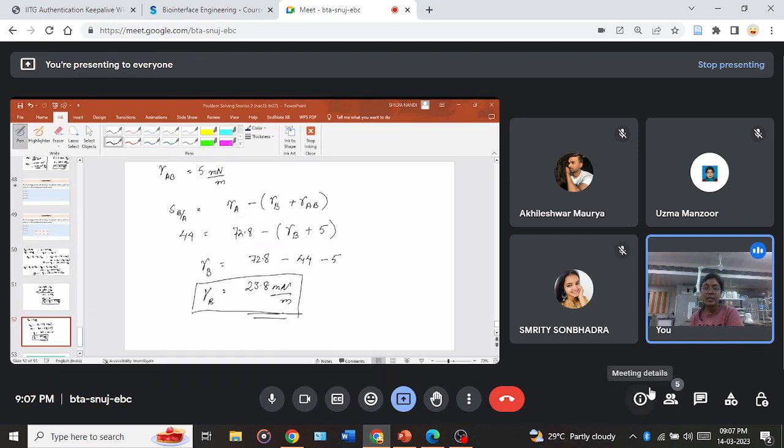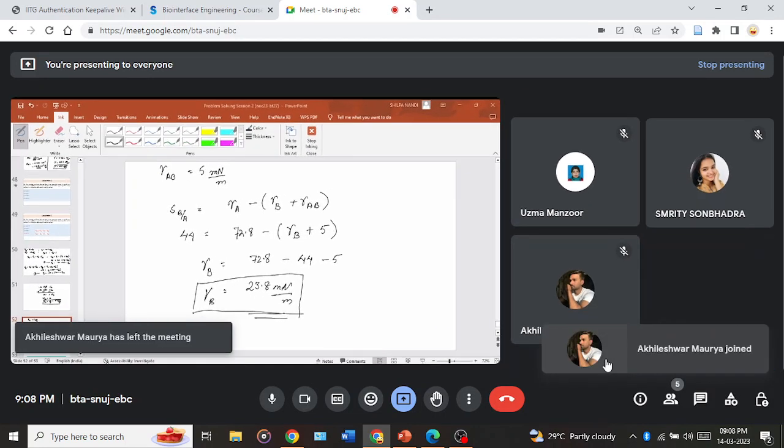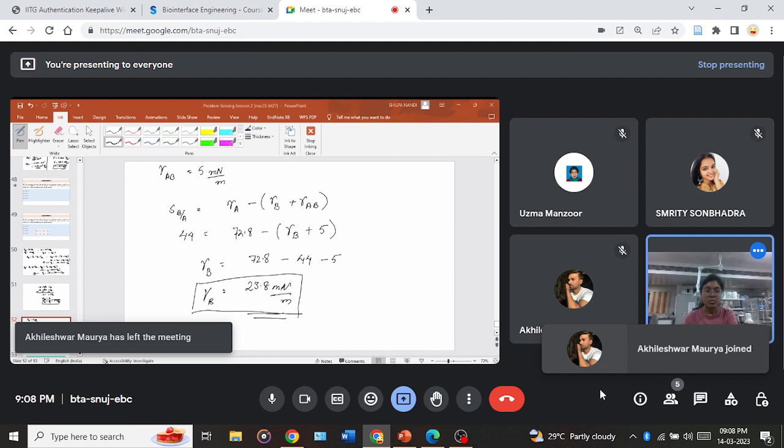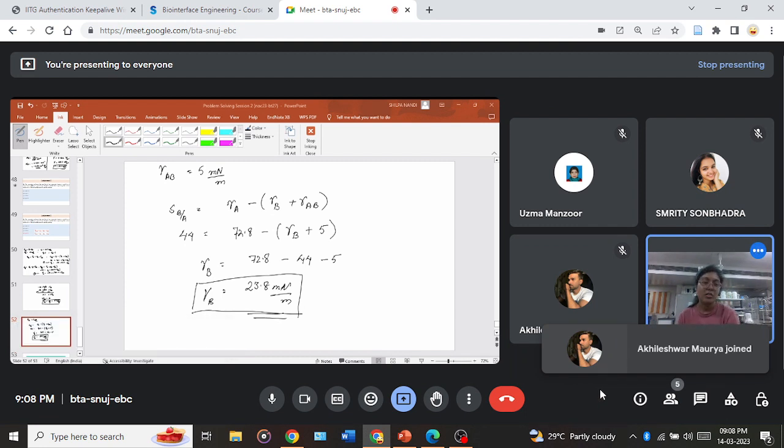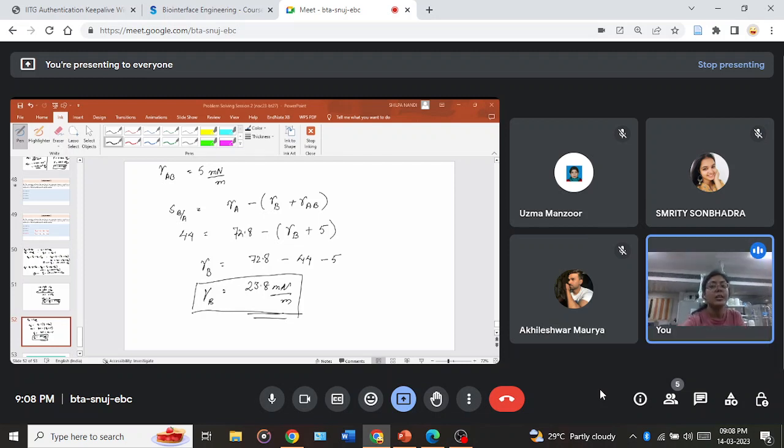So are we all clear till now? The last question was a bit lengthy, but when you solve it on paper, it doesn't take much of your space. In case of a presentation, it looks quite lengthy.